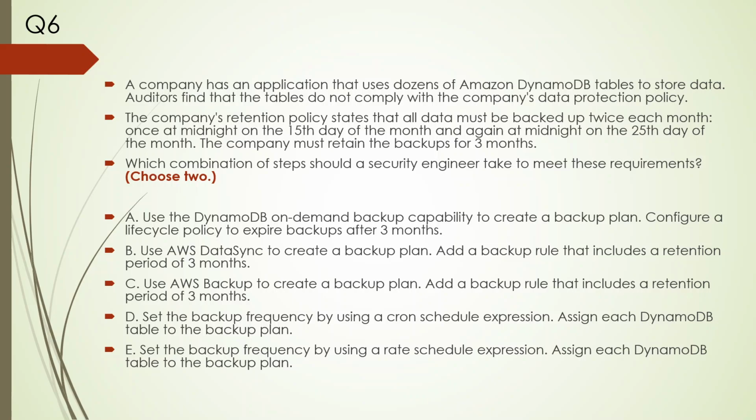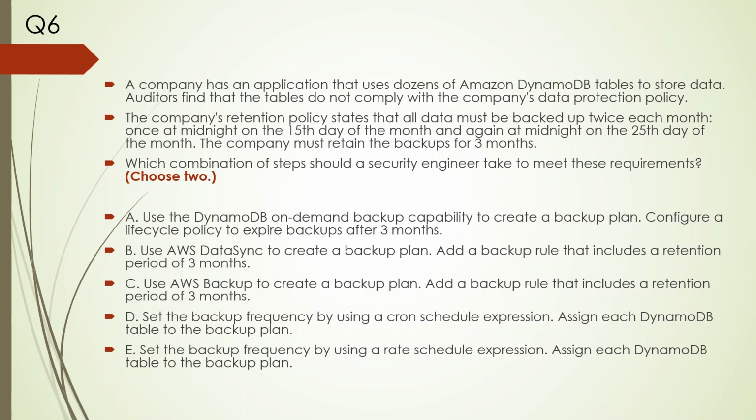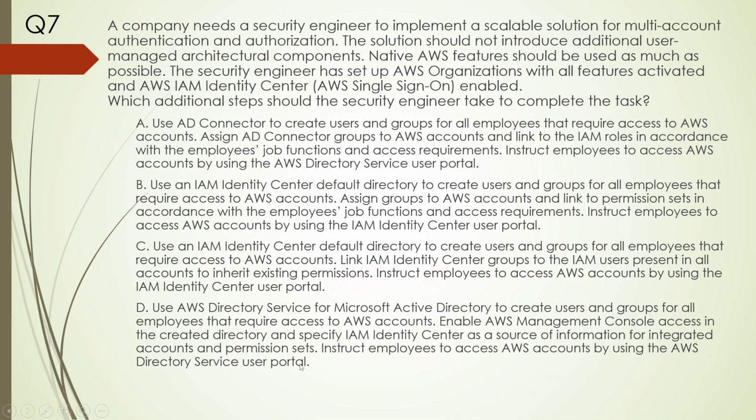So let's go back to the question again. The correct answer for this one is C and D. Set the backup frequency by using a cron schedule expression. Assign each DynamoDB table to the backup plan. And C, use AWS Backup to create a backup plan and a backup rule that includes a retention of 3 months. Question number 7.